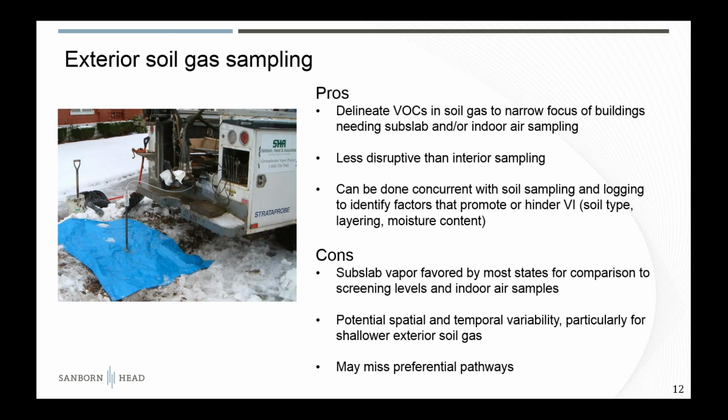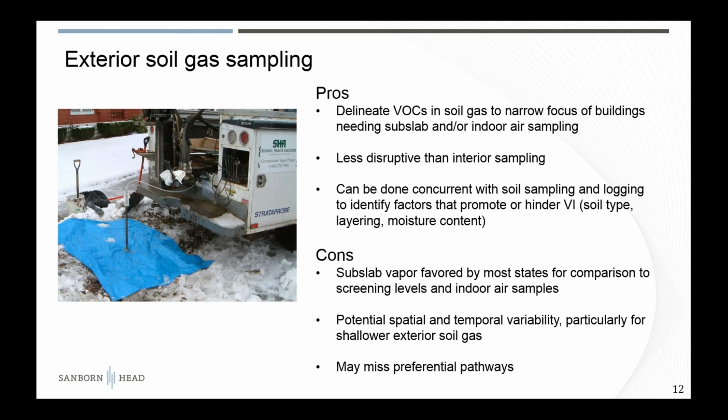On the other hand, most states favor subslab vapor sampling, as I mentioned earlier. The other thing here is that you're getting a sample, basically a grab sample in space and time, and is that sample subject to natural spatial and temporal variability? Probably is, but that doesn't mean there's no value to it. And then lastly, you could miss those preferential pathways that we referred to earlier.